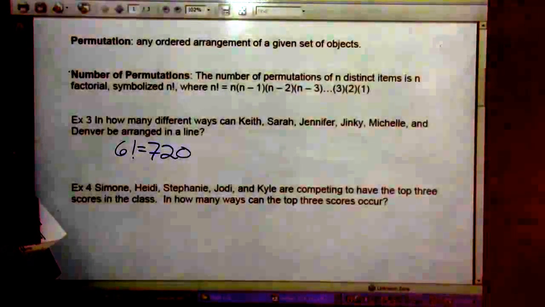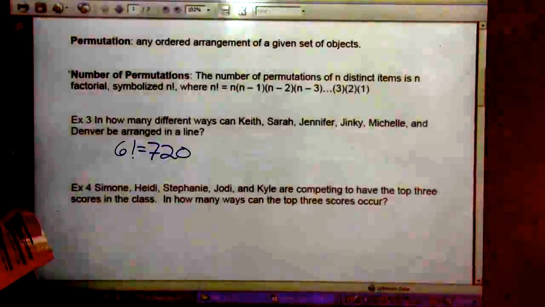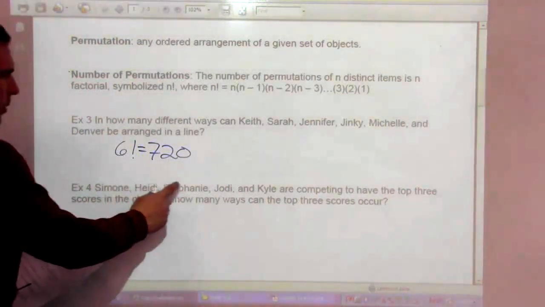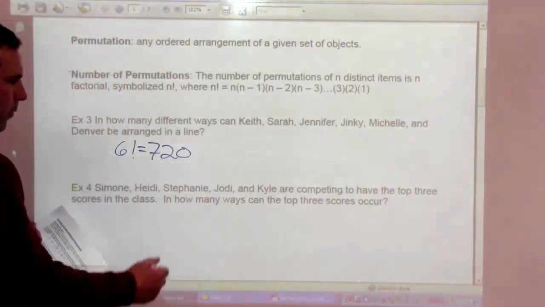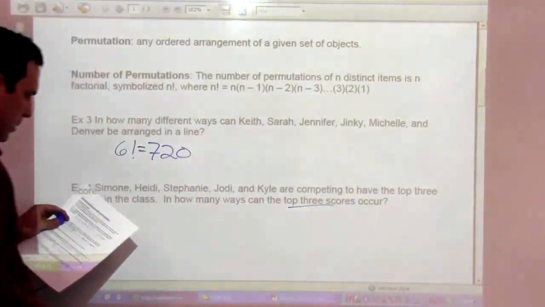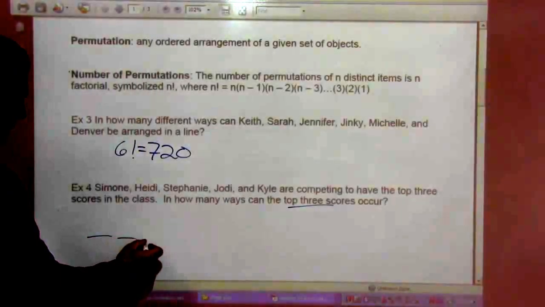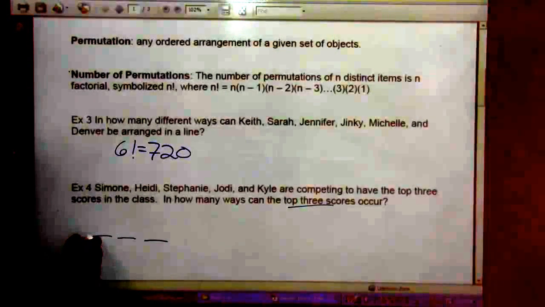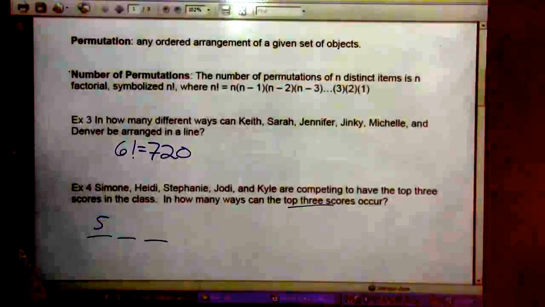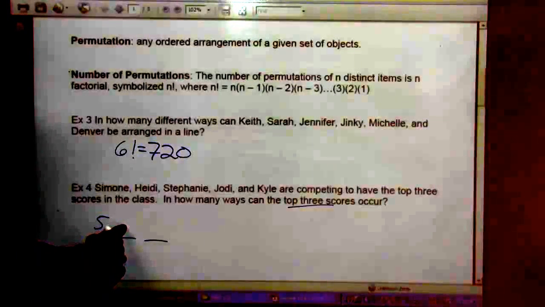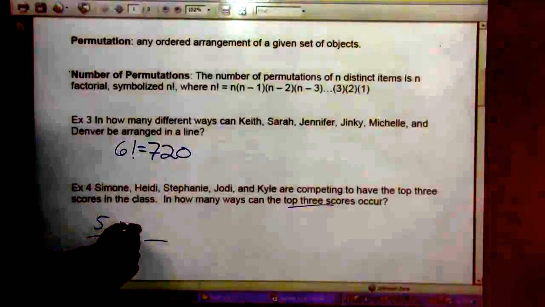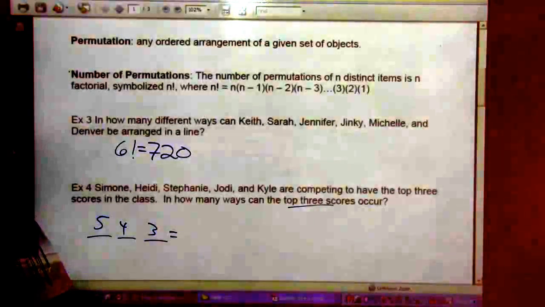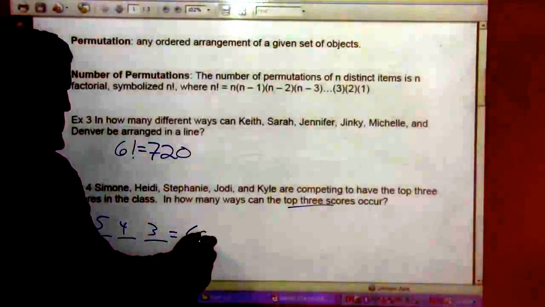Okay, example 4. Simone, Heidi, Stephanie, Jody, and Kyle are competing to have the top 3 scores in the class. So we have 1, 2, 3, 4, 5 people competing for the top 3 scores. So we have 3 spots. How many people are in the running for the first spot? There are all 5. How many people in line for the second spot? Well, once one's gone, there are 4 left. And then for the third spot, there are 3 left. 5 times 4 times 3 is 60.